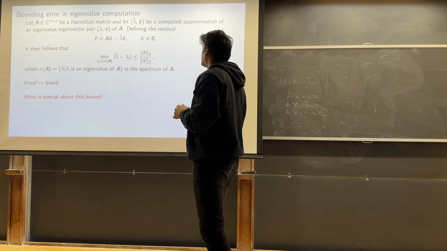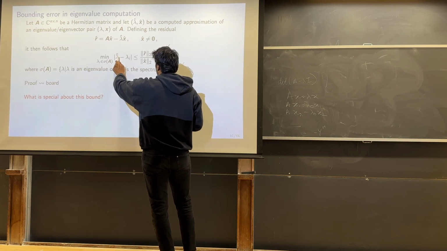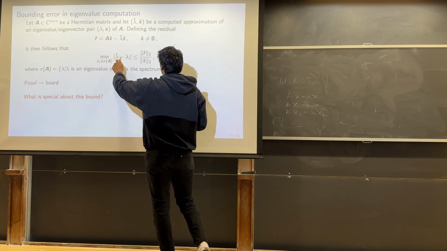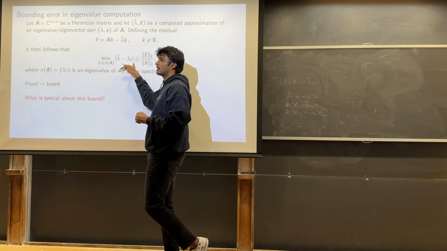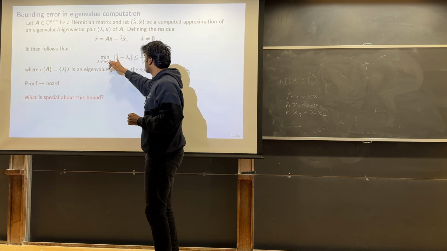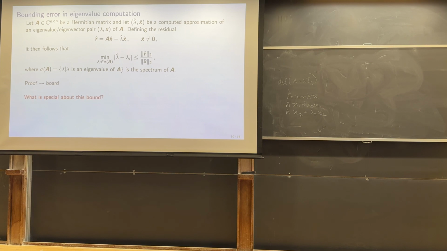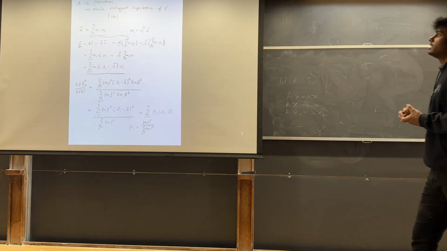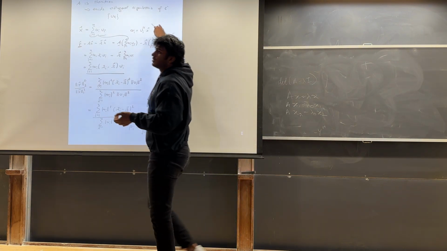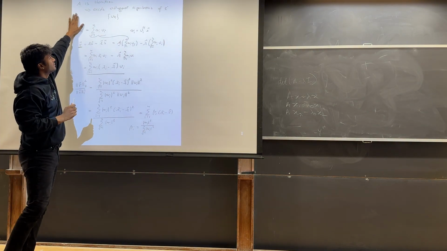So it follows that the difference between the computed lambda hat and all of the other eigenvalues in the spectrum of A, the minimum of this difference, is less than or equal to this quantity, which depends on the residual and the true eigenvector. So I think this assumes that we know the true eigenvector. To do this, we've only assumed that A is a Hermitian matrix. We're only going to look at the Hermitian case.